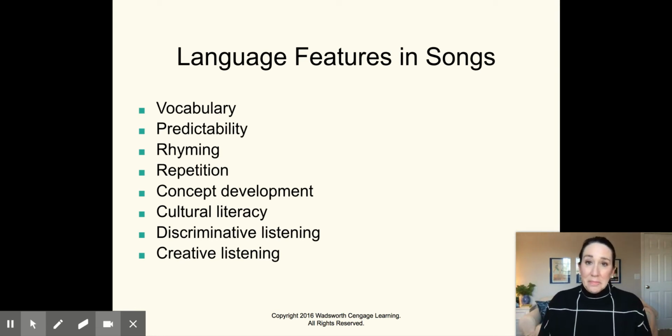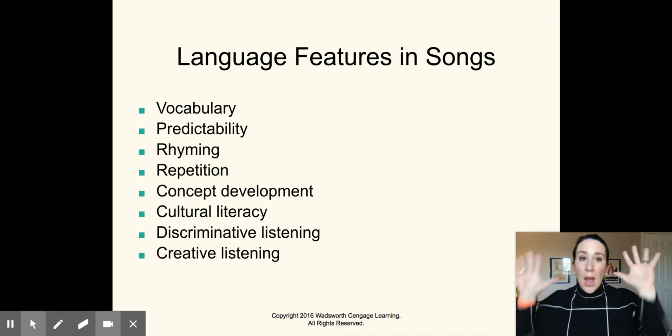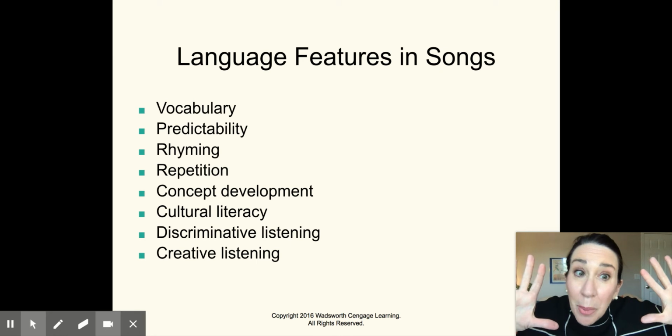Rhyming, right? Words that sound the same. Repetition. Concept development. Concept development can be things like red: apples are red, fire trucks are red, red, right? Cultural literacy, learning about the culture around you. And then, of course, there's discriminative listening and creative listening because you're listening for different pitches and sounds and volumes. And then creative listening, you're creating a picture in your head as you sing a song. Singing with kids, super important.